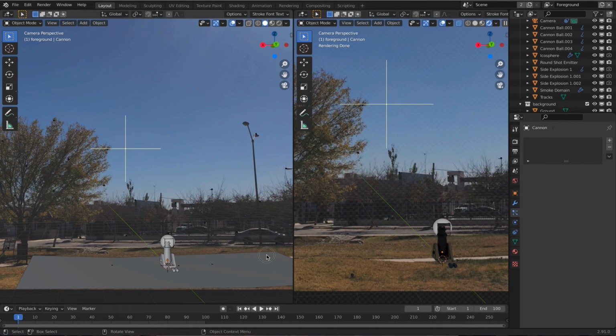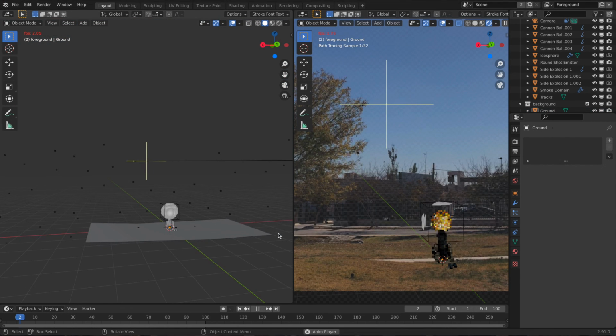Just a disclaimer, the cannon, the explosion, and the round shot were all fake and created using a computer. I'm sure you noticed that, but it is important for me to say that so you don't try this at home.